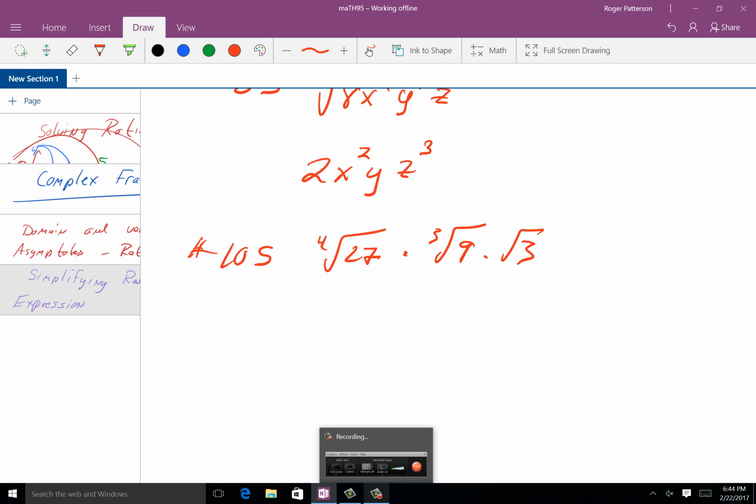Let all variables be positive. Right here, answer in radical notation. Is it 3? The only thing I could see is we could write this as 3 to the 1/4 power. Does that make sense? Times 3 to the 1/3 power times 3 to the 1/2 power.